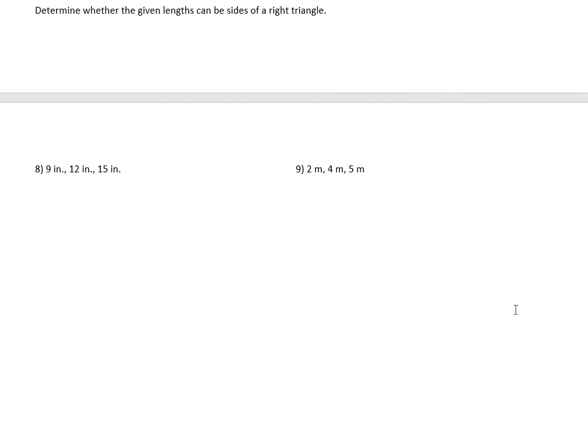In this next set of problems, let's determine whether the given lengths can be sides of a right triangle. So again, this is going to be another Pythagorean theorem problem. a squared plus b squared is equal to c squared. Looking at the first one, remember that the longest side here is always going to be the hypotenuse. So that means that your other two here are your legs. So this is the legs and the hypotenuse.